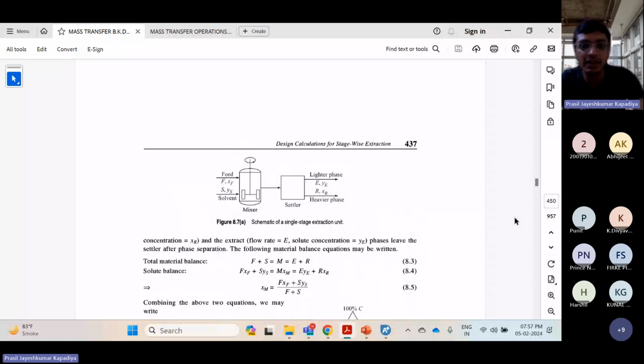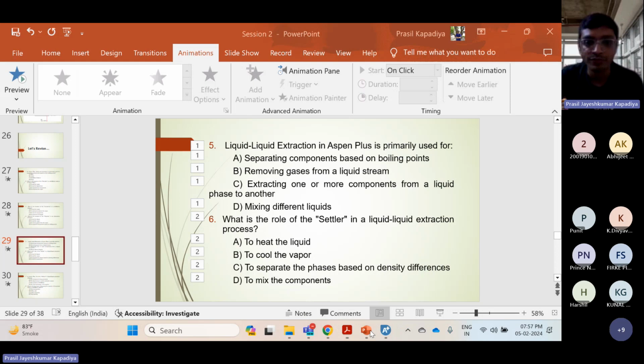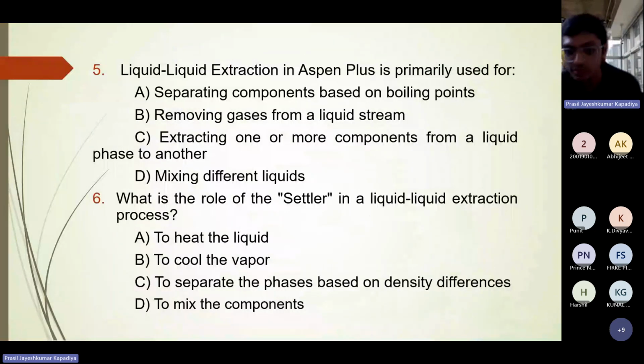See, in the mixer, we are adding our feed and solvent. It is mixing. This is a single stage operation. Then we pass it to a settler. In the settler, based on density difference, one will be the heavier phase and one will be the lighter phase, so we can extract it. So for this question, the settler will separate the phases based on density differences.